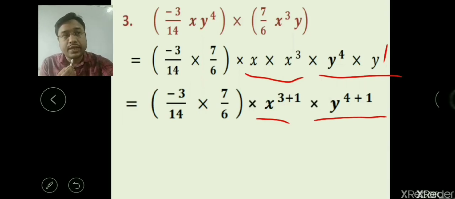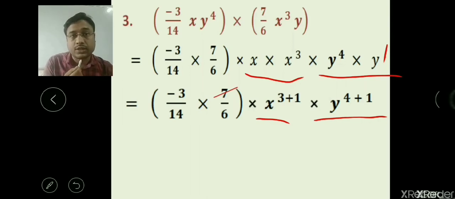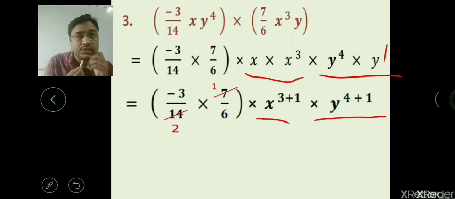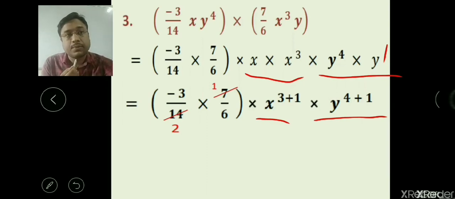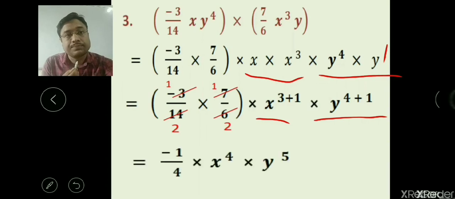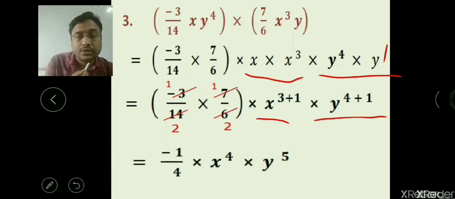Now you may cut that 7 and 14. 7 is the numerator here and 14 is the denominator. So 7 into 1, and 7 into 2 times you will cut, it will give 14. 7 into 2 is 14. Now you may multiply minus 3 and 6: 3 into 1 time, and this 3 into 2 times. So the result is what? Minus 1 by 4 into x to the power 4 into y to the power 5.